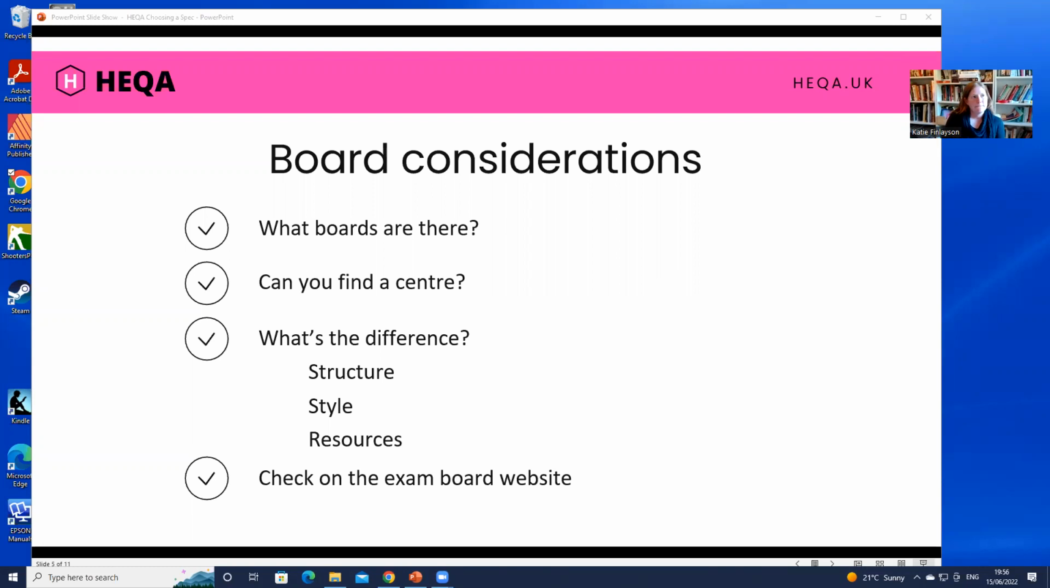Cambridge is used a reasonable amount. Because it doesn't do GCSEs, only international GCSEs, and state-funded schools in England are very heavily discouraged from using international GCSEs, to the point that very few of them do anymore. So that means if you're sitting at a state school, they almost certainly won't do Cambridge exams. For an exam centre, the point we're going to get onto is, can you find a centre that lets you sit that exam board?